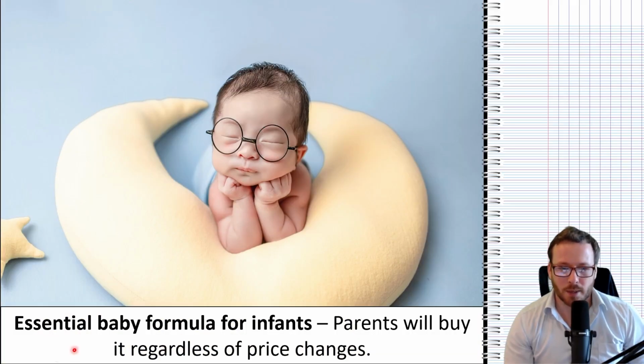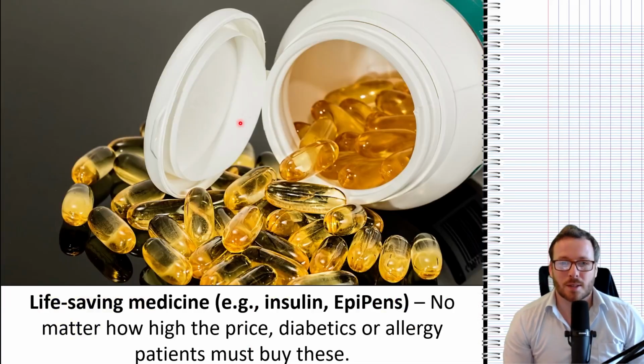So another example is baby formula for infants. People will keep buying it. It's what their digestive system needs. And life-saving medicine, as I've just said.